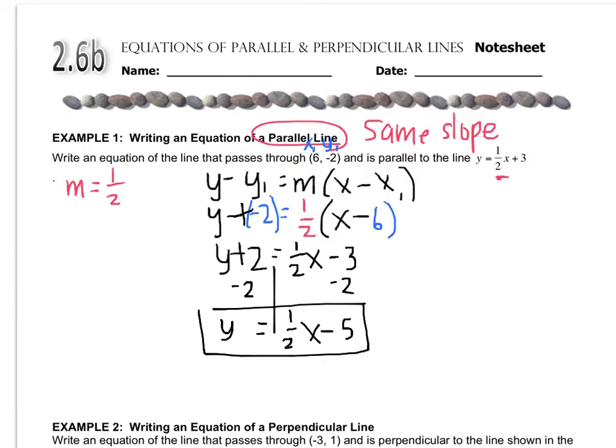So these lines are definitely parallel because they have the same slope. So I know that they're parallel. And this line goes through the point 6, -2.